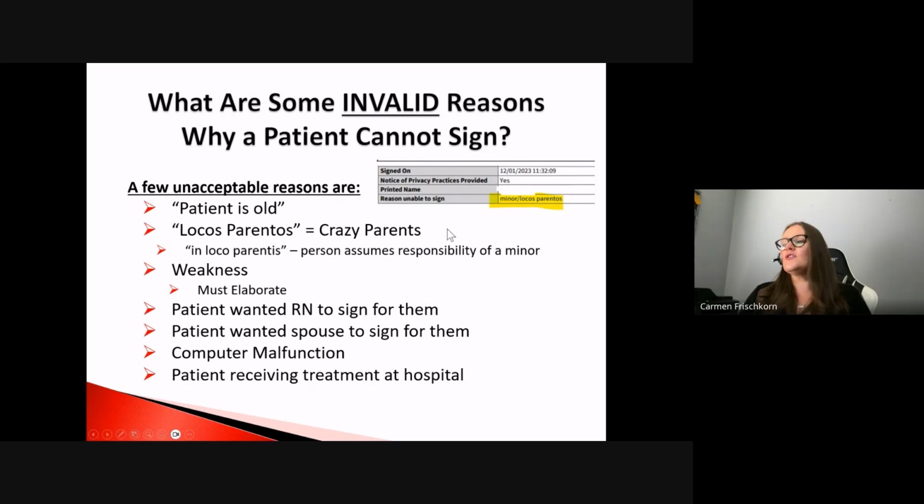And it kind of goes back to, if you're called into court, you also don't want it to ever be taken as you're making fun of the patient or anything like that. So just leave those types of things out. Make it as simple as possible for you and make it valid reasons.